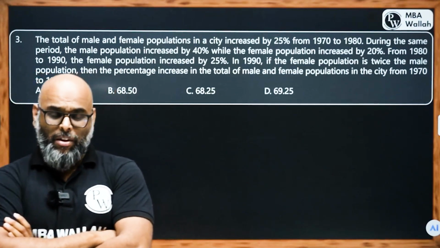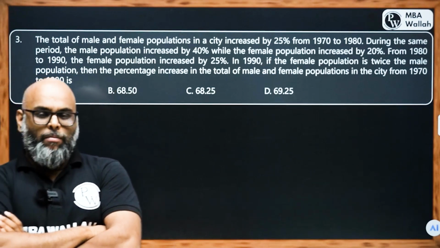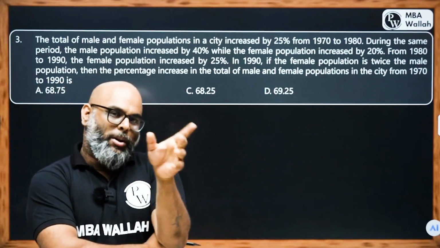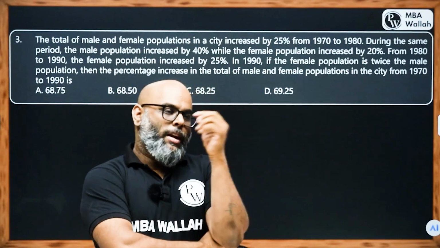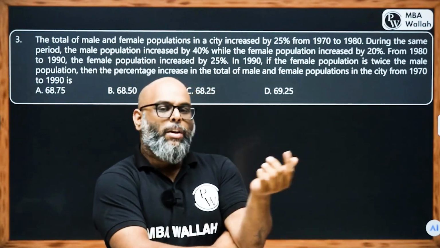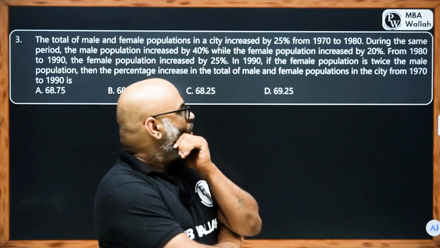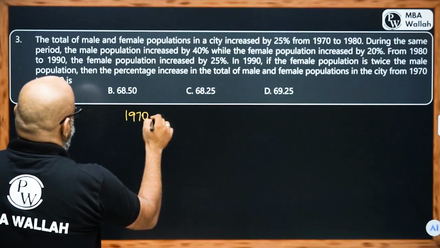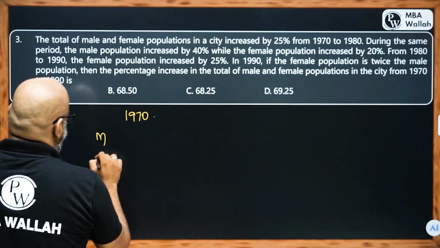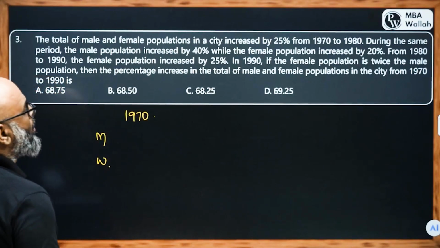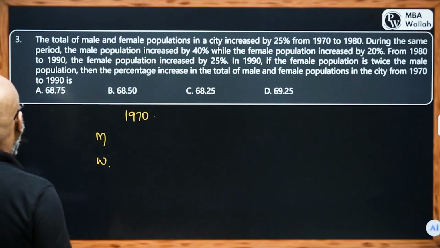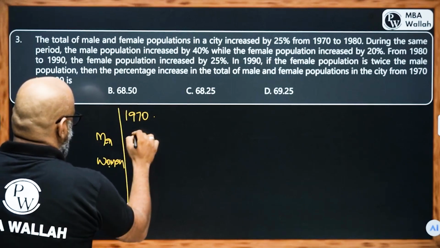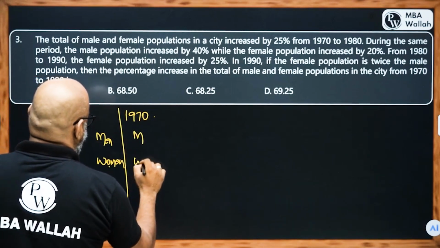Too much data. Way too many things given. But by reading the question, I understand that we are looking at two different cases. 70 to 80, there's a change. 80 to 90, there's a change. They are asking 70 to 90, what is the net change? We'll do that. So in 1970, the number of men and the number of women, I'll take them to be M and W.